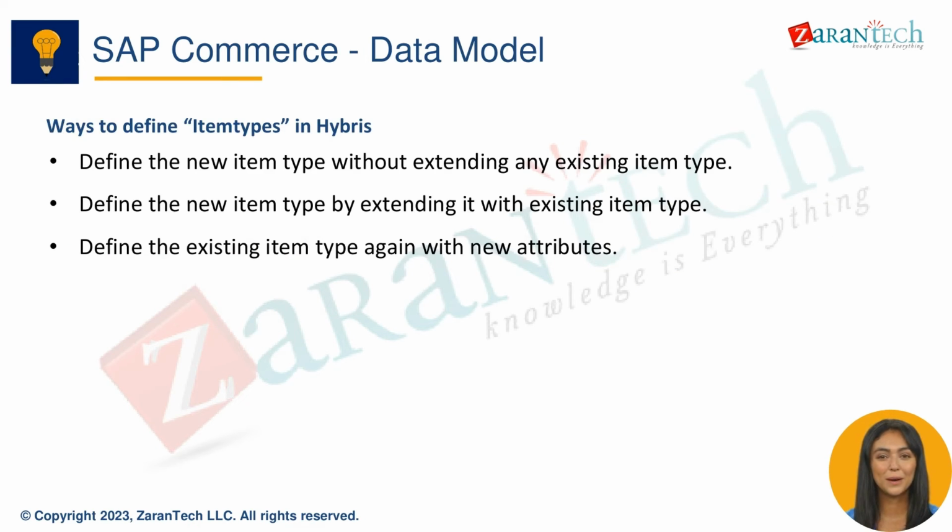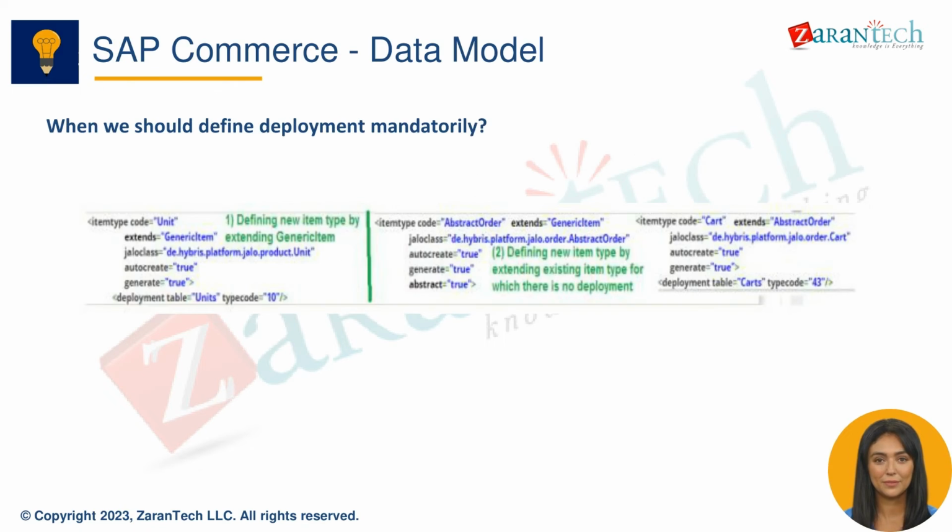There are three main ways to define item types. Without extending another type. Extending an existing type. Redeclaring an existing type with more attributes. We must define deployment when overriding the default deployment table. Segmenting item types across tables. Customizing physical database design. This allows tailoring the database structure.